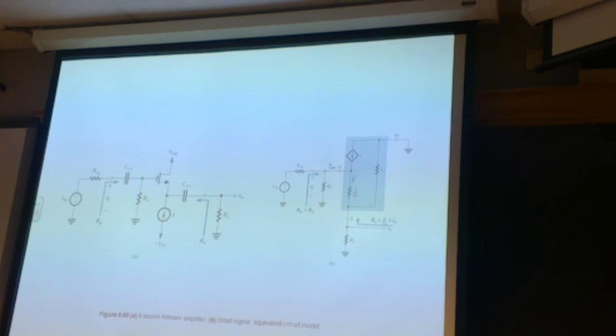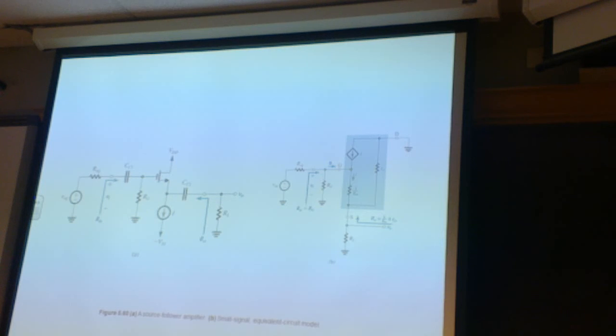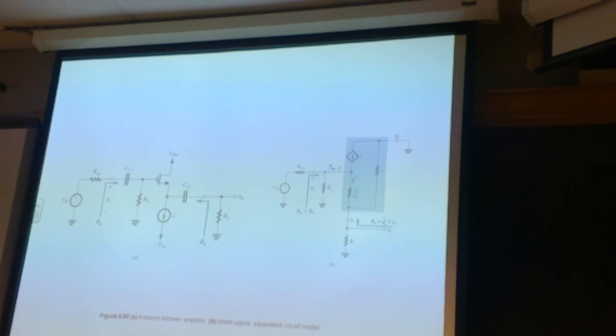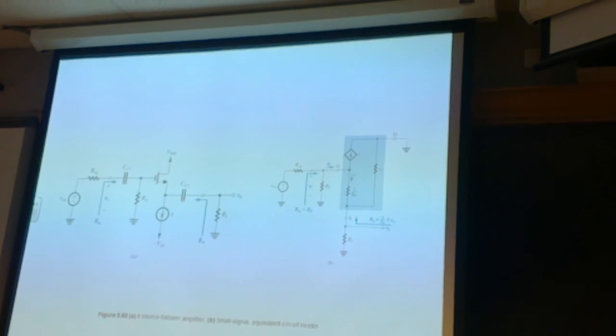So what is the input resistance? I think it's RG. Why? That's all you see before ground. You apply an AC voltage, and IG is 0. Right. And what's the output resistance?